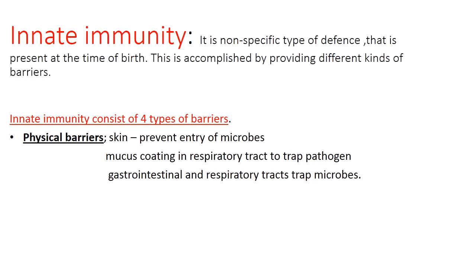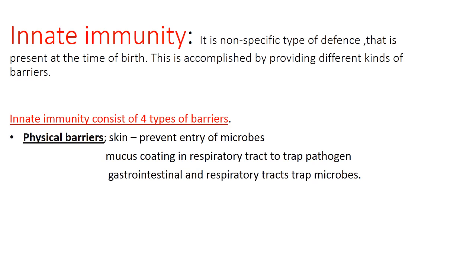And one more physical barrier is the mucus coating of the respiratory tract. The respiratory tract consists of a mucus coating. The innermost lining consists of mucus coating. This mucus coating traps the pathogen when you are inspiring. That means when you are taking air inside, that air contains some dust particles or pathogens. They are initially trapped by the mucus coating. So this is one more physical barrier. And the third one is the gastrointestinal tract.